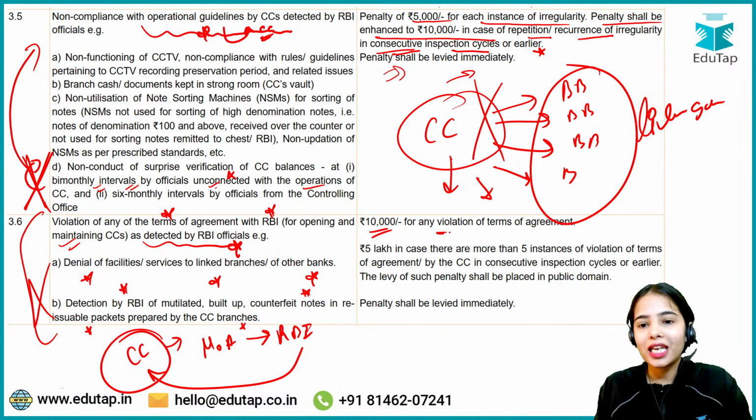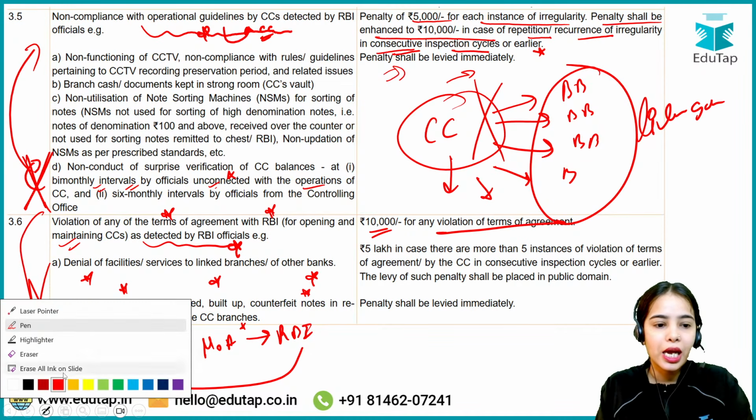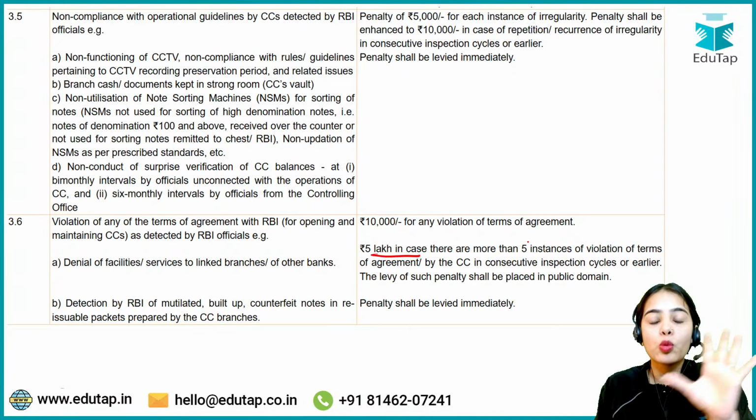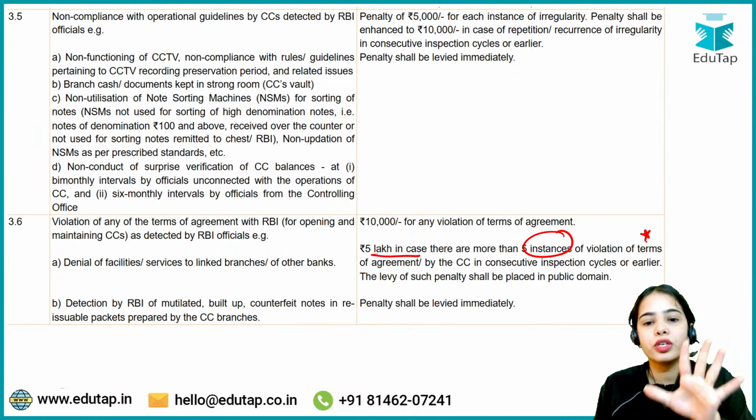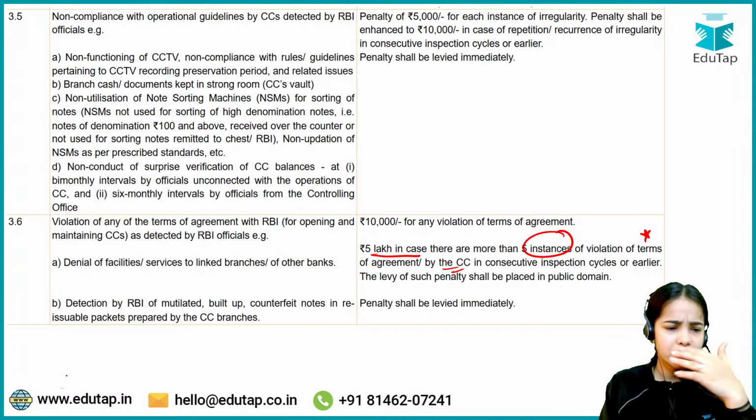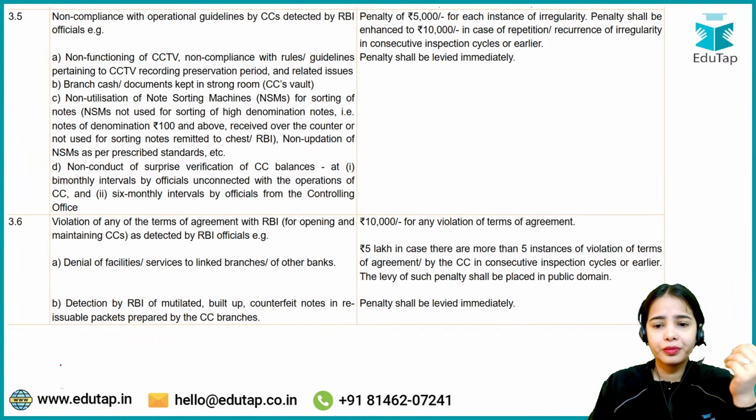So the penalty is 10,000 for any violation of the terms of agreement, and 5 lakh rupees in case there are more than 5 instances of violation of terms of agreement by the currency chest. Any confusion here?